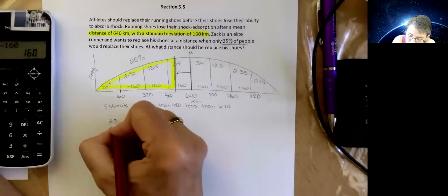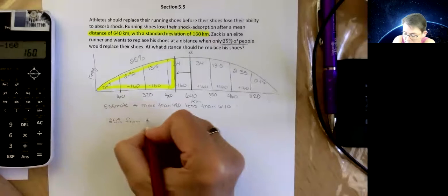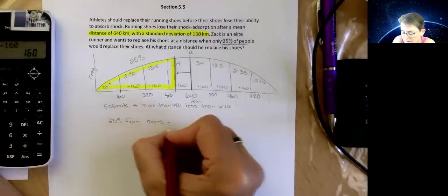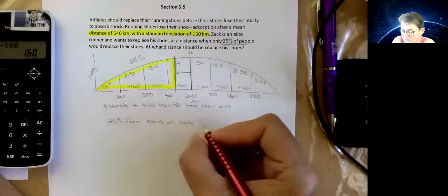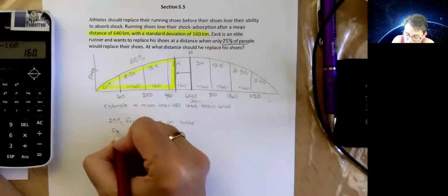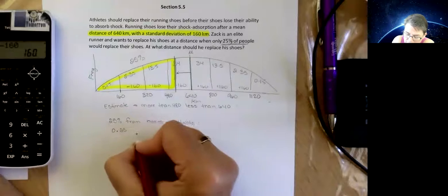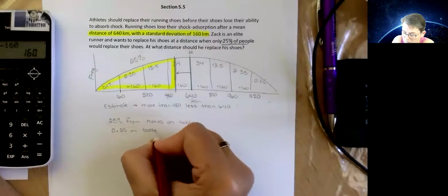Okay, so 25% is from boxes on the table. So before we do anything else, we need to divide it by 100. So that's 0.25 on the table. So we need to look that up.